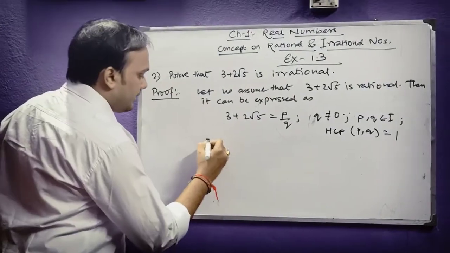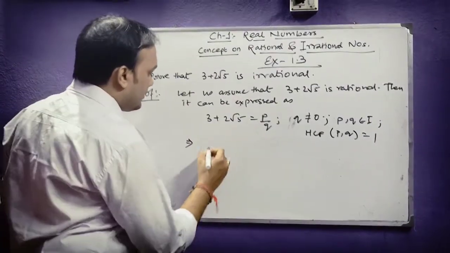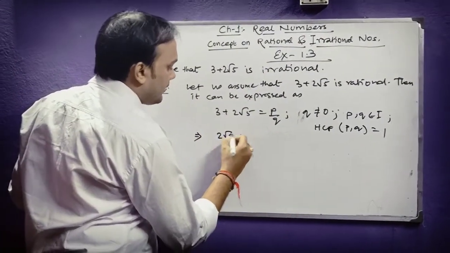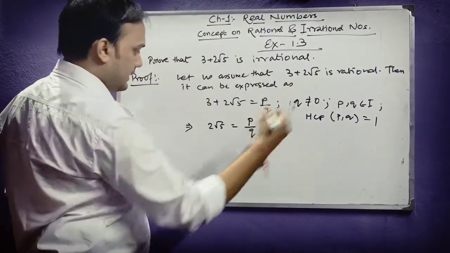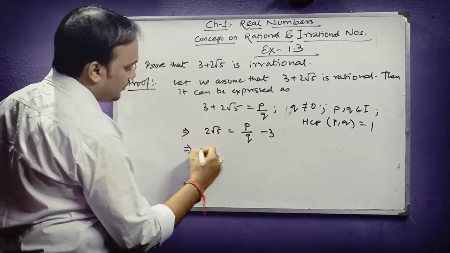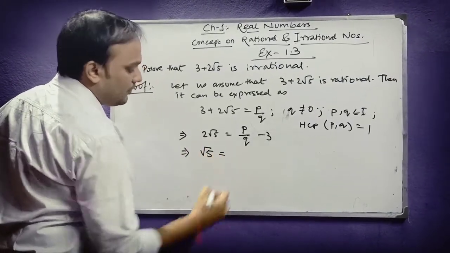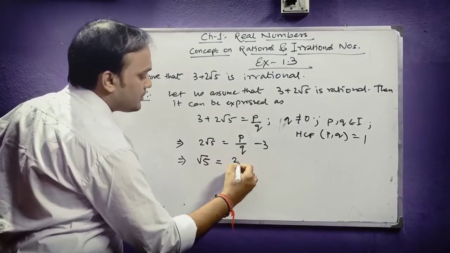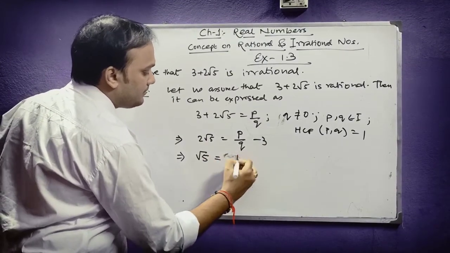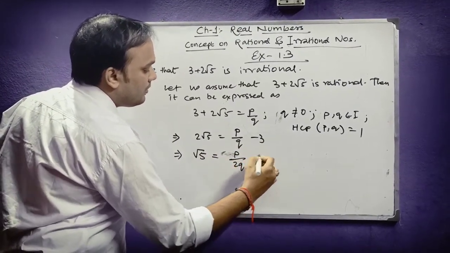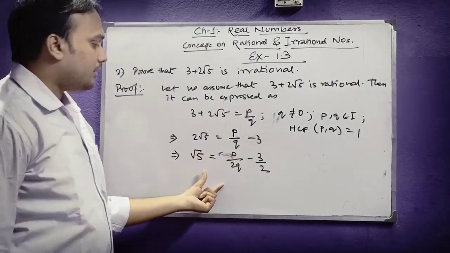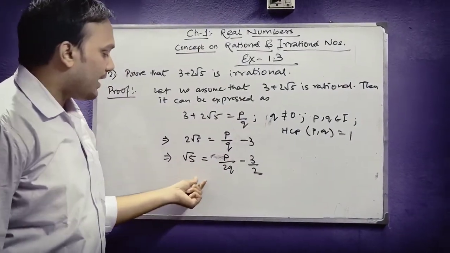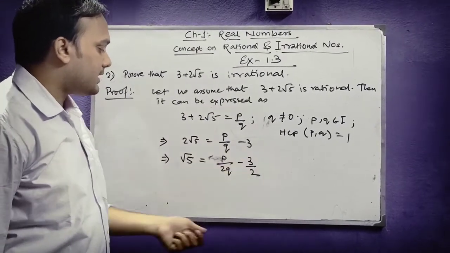So see the calculation that I am doing here. 2 root 5 will be equal to P by Q minus 3. I have taken 3 to that side. What will be the value of root 5? Root 5 will be equal to, 2 will go there, that means P by 2Q minus 3 by 2. So I have got here the expression as root 5 equals P by 2Q minus 3 by 2.